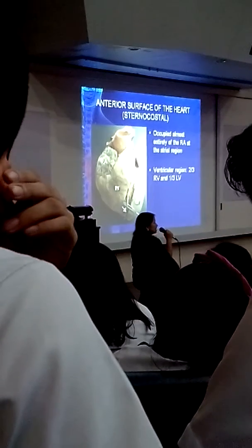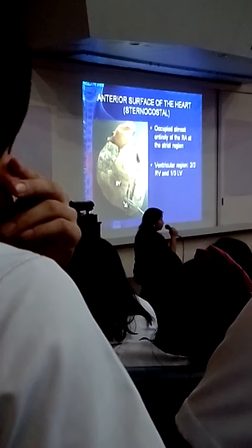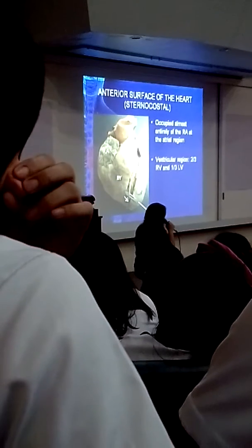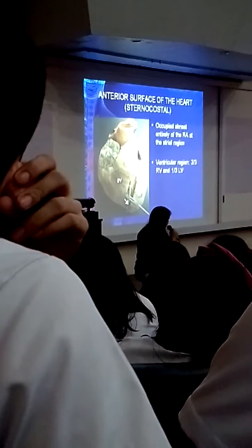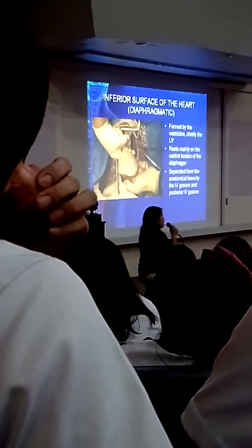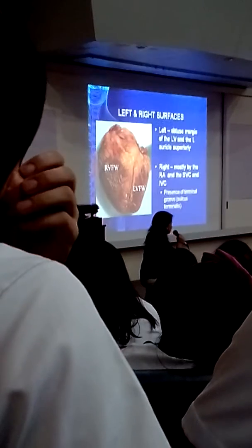So there are 4 surfaces of the heart, and one of these is the anterior surface, or the sternocostal surface, which is formed mainly by the right ventricle of the heart, and the inferior or diaphragmatic surface, which is formed mainly by the left ventricle and partly by the right ventricle.